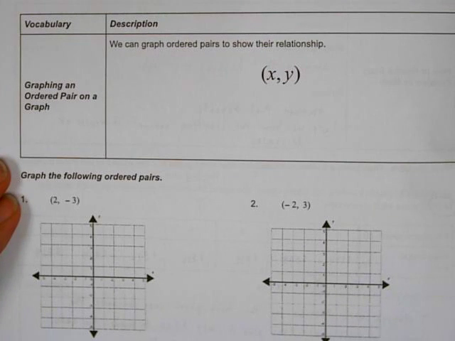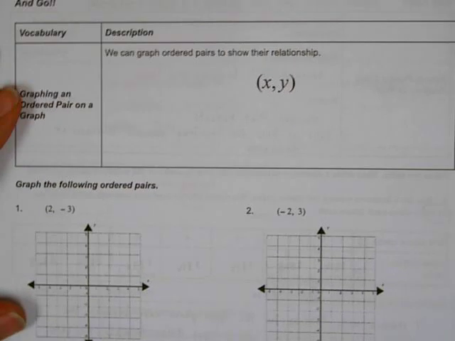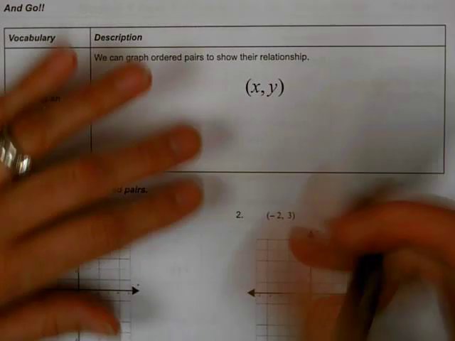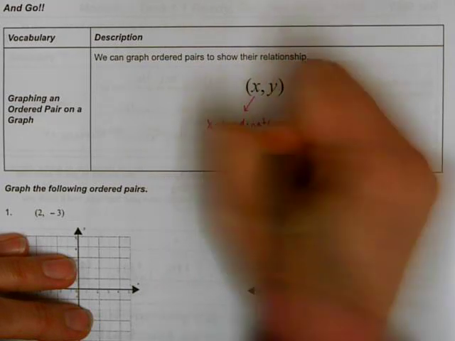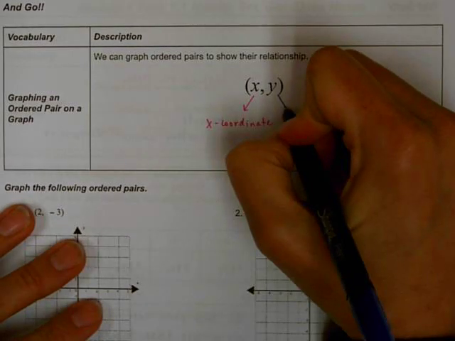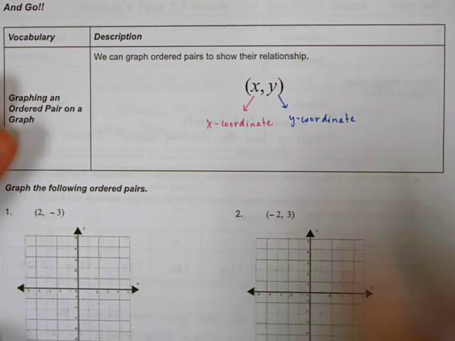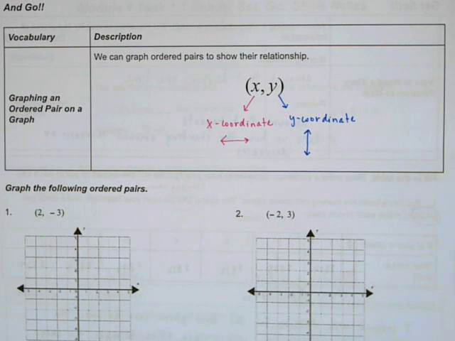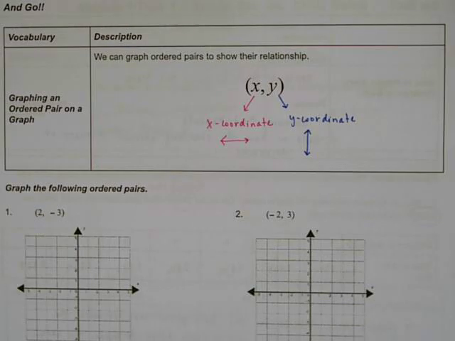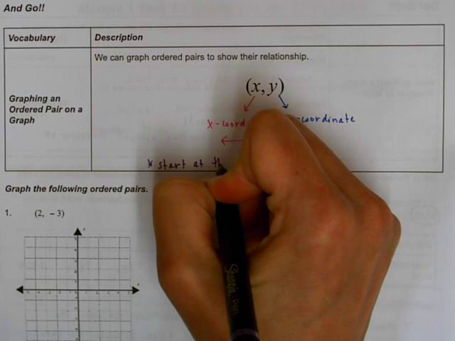Okay. The last thing we need to talk about is some vocabulary around graphing an ordered pair on a graph. Okay, so we can graph ordered pairs to show their relationship. Ordered pairs have both an x-coordinate, so you'll hear us use the words coordinate a lot, x-coordinate, and a y-coordinate. Now, the x-coordinates are always going to tell us how to move left or right, and the y-coordinates tell us how to move up or down. Now, the important thing to note when we're plotting a point, when we're graphing ordered pairs, is we're always going to start at the origin.